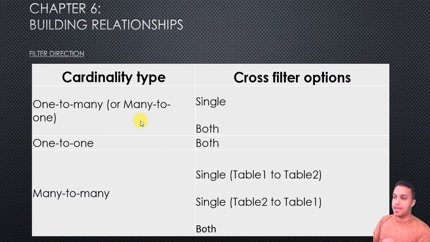the relationship. In case we have a one-to-one relationship, the only option available is to make the filtering direction go both ways, so both tables can filter each other. And finally, if we have a many-to-many relationship, we can choose to make only one table filter the other table, and we can specify which one could filter the other one, or we can choose to make the relationship filtering go both ways. To make all that clearer, let's take some examples.